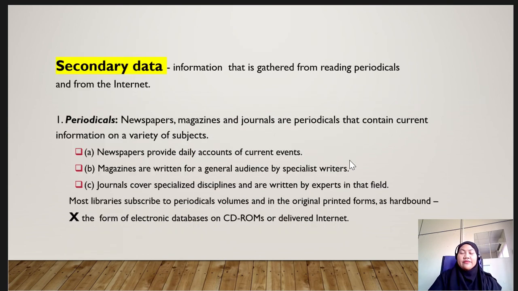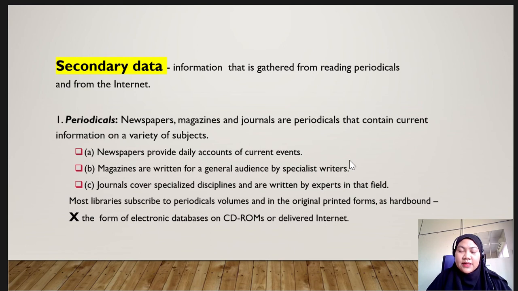And the second type of data is called secondary data. Secondary data is the information that is gathered from reading periodicals and from the internet. What does it mean by periodicals? Periodicals contain current information on a variety of subjects, and usually these are newspapers, magazines, or journals because they are published regularly. That is what it means.